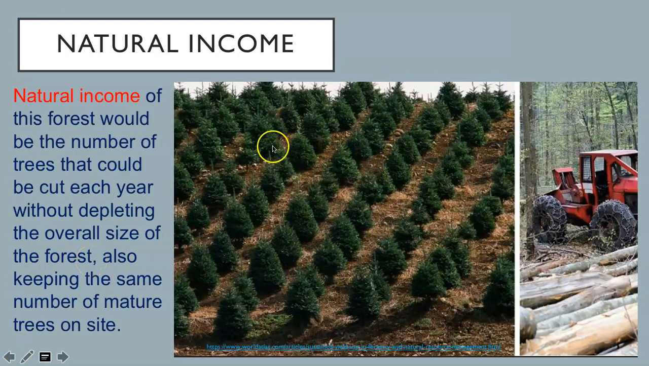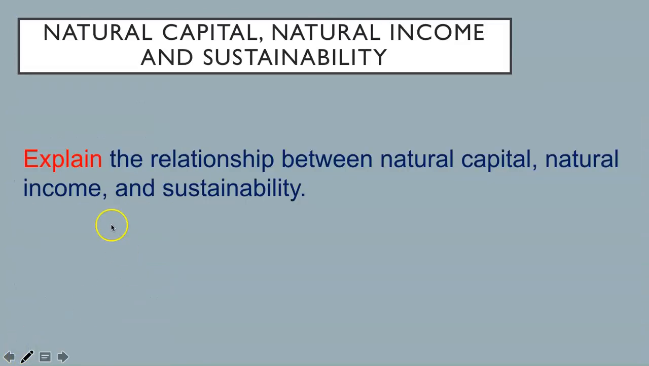Natural income of this forest would be the number of trees that could be cut each year without depleting the overall size of the forest. Also keeping the same number of mature trees on site. You can't have a forest full of saplings or baby trees. This requires planning and proper management of resources. You need to be able to explain the relationship between natural capital, natural income, and sustainability.